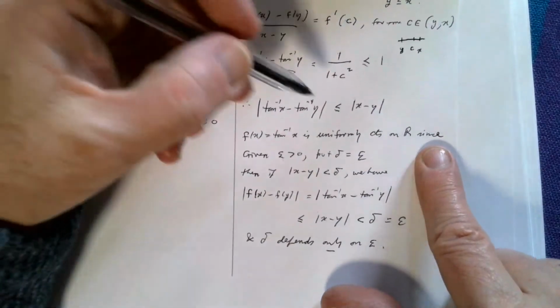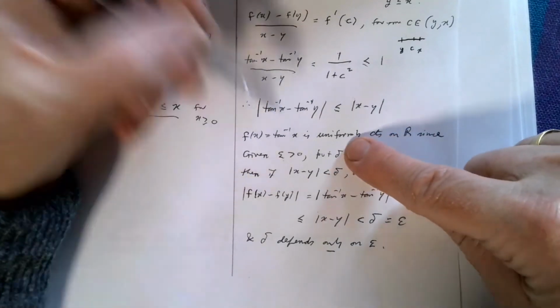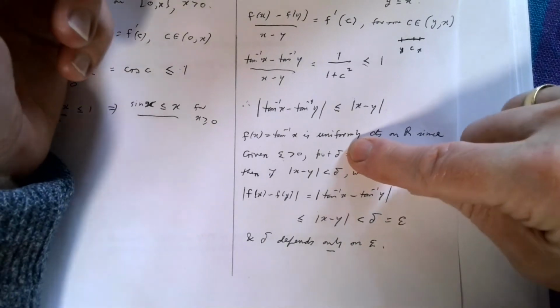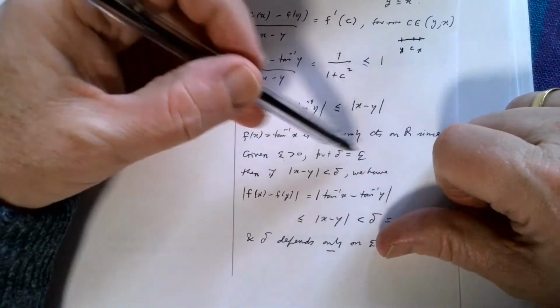Now we're going to use this to show that f is uniformly continuous on the real numbers. So here's our usual mantra. We say given epsilon bigger than naught, put delta equal to, well, you can see what I've chosen there, but pretend for the moment I haven't got that there. So given epsilon bigger than naught, we're going to put delta equal to something.